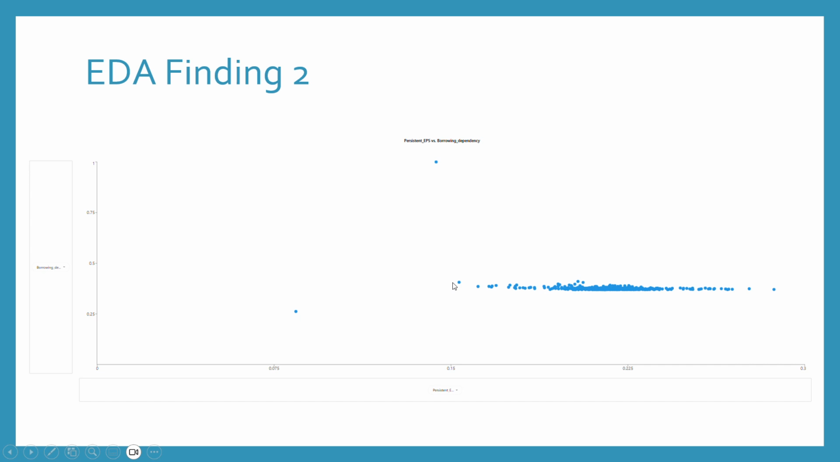My other finding is this scatter plot I created to demonstrate the relationship between persistent EPS on the horizontal axis and borrowing dependency, which is the second highest contributor. As we can see, persistent EPS is a lot more variable across the 600 entries, and borrowing dependency mostly stayed constant across companies. What that could possibly mean is borrowing dependency isn't as significant as persistent EPS in predicting bankruptcy rates.